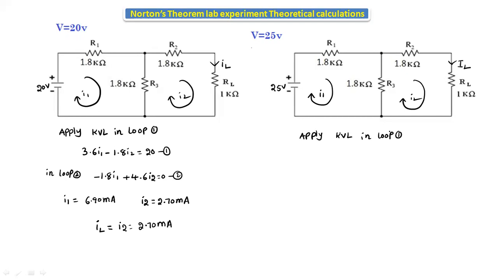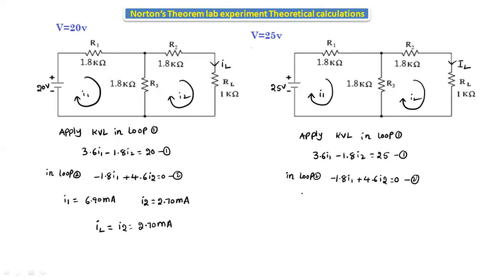If we apply KVL in loop 1, we will get 3.6 into I1 minus 1.8 into I2 is equal to 25. This is equation number 1. If we apply KVL in loop 2, we will get minus 1.8 into I1 plus 4.6 into I2 is equal to 0. This is equation number 2.